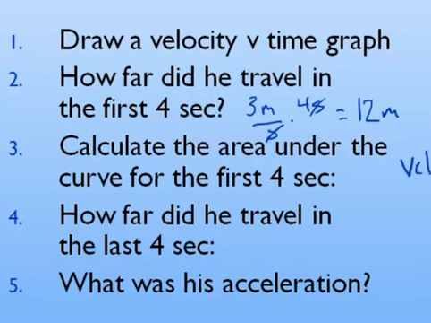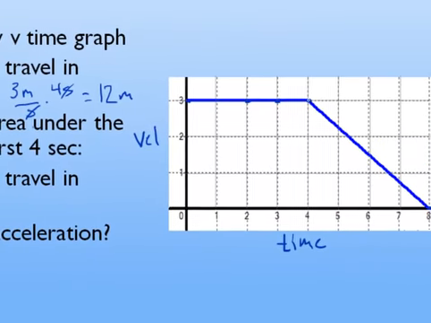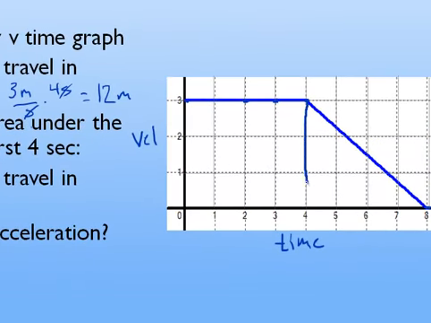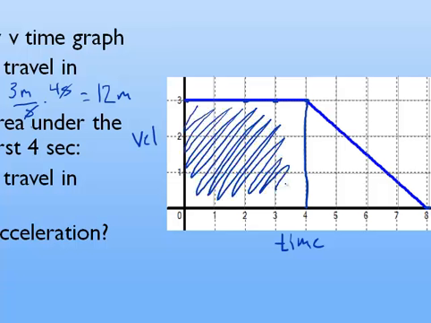Now, I want you to notice that if we were to look at the graph and look at this particular rectangle, this rectangle is 3 meters per second tall and 4 seconds long. And if I found the area, 3 times 4, that happens to equal 12. And that is not a coincidence. We can use this fact anytime we've got a velocity versus time graph. In fact, that's how I'll answer the second question.